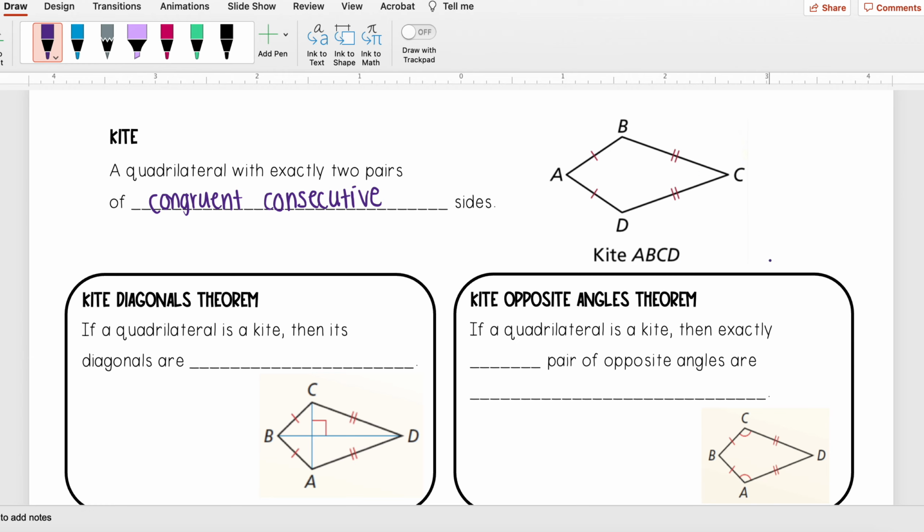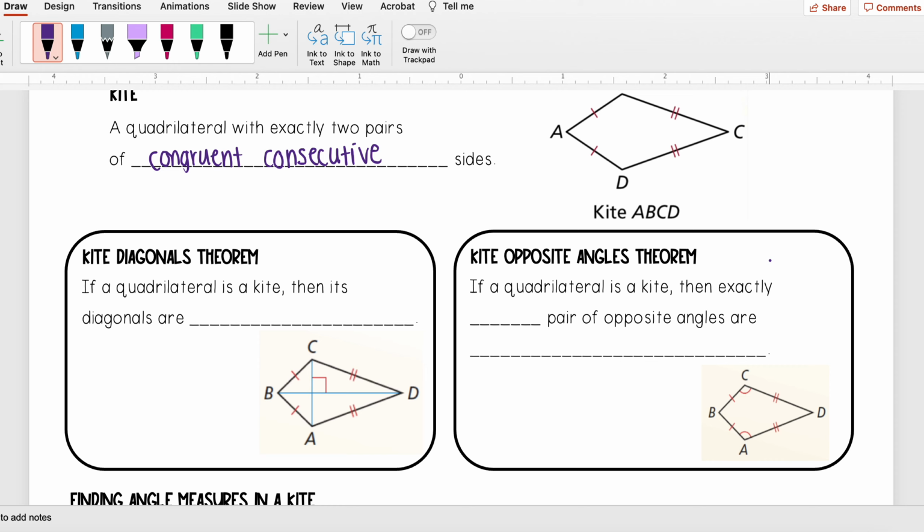And so there are two different theorems that we have about kites that tells us about the measures within them. And that first one is the kite diagonals theorem. And that tells us if a quadrilateral is a kite, then its diagonals are perpendicular.